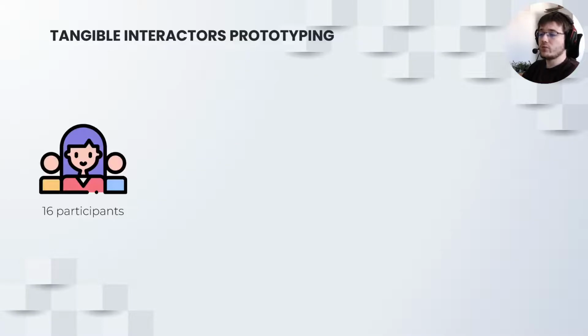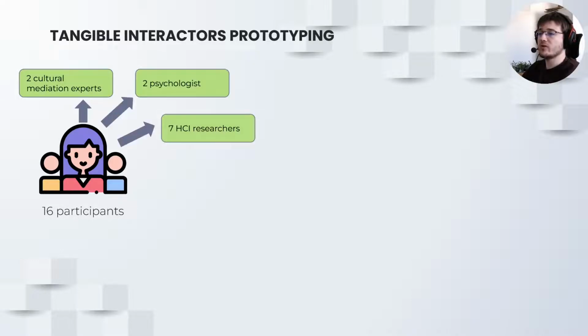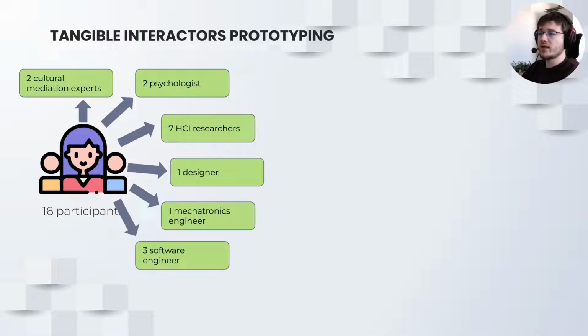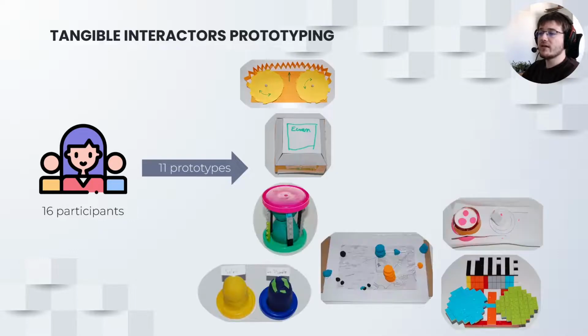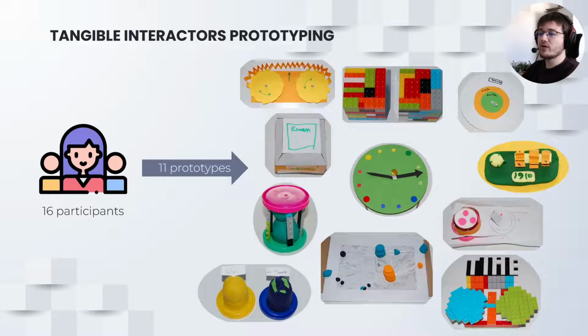The second workshop involved 16 participants. 2 of them were cultural mediation experts and the others had experience in psychology, human-computer interaction, design, and engineering. They had to propose low-fidelity prototypes and interactions to navigate through space and time on multiple scales. In the end, 11 prototypes were proposed. Some of them took inspiration in everyday objects associated with time, whereas others were designed as generic interactors.